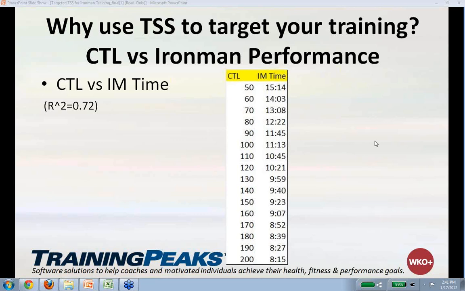If you hit the wall and all of a sudden that CTL starts dropping when you want it to go up, you need to pay attention to that. In other words, you got to look at what did it take to crack you, because you don't want to go back there. It's a sign that you went a little too far, a little too fast, and you want to look at what caused that.